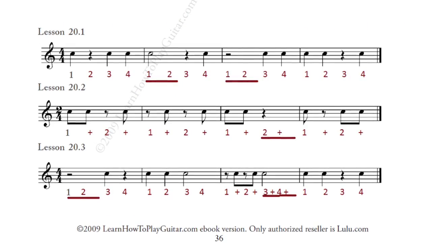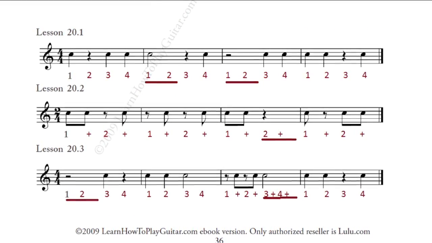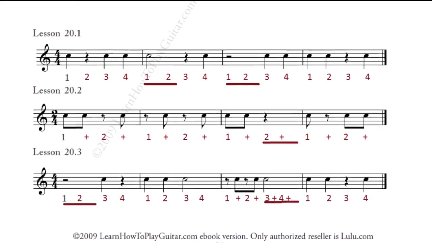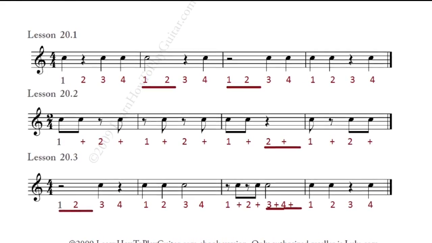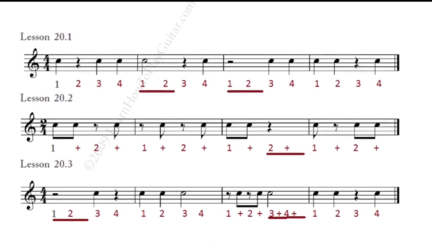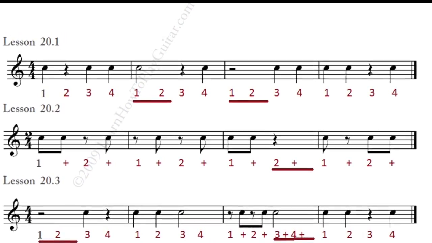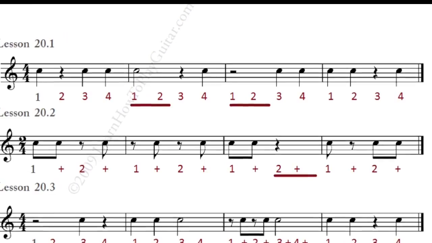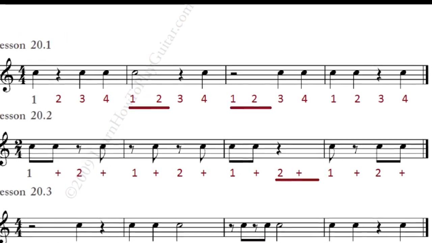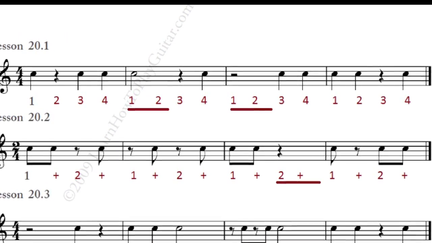You can also clap these exercises and just don't clap when you have a rest. So the first lesson would be 1, 2, 3, 4. 1, 2, 3, 4. 1, 2, 3, 4. 1, 2, 3, 4.